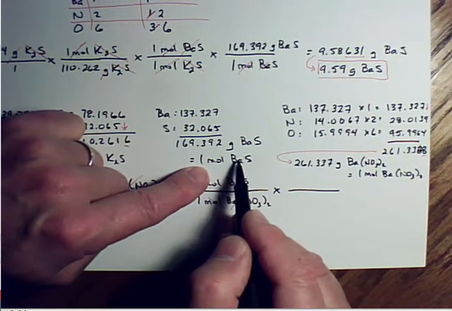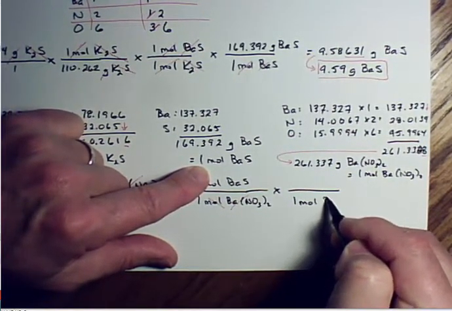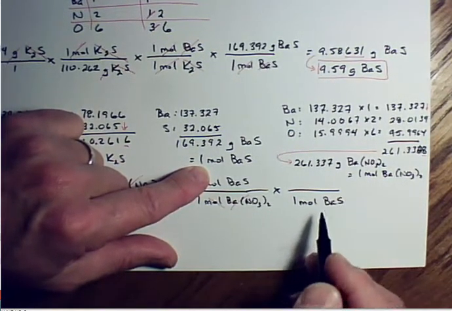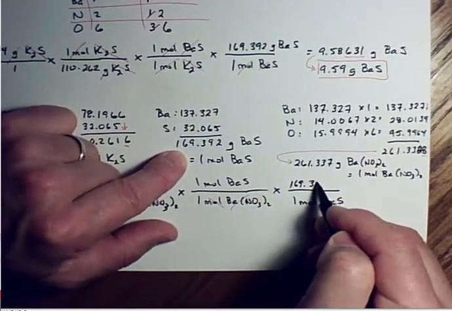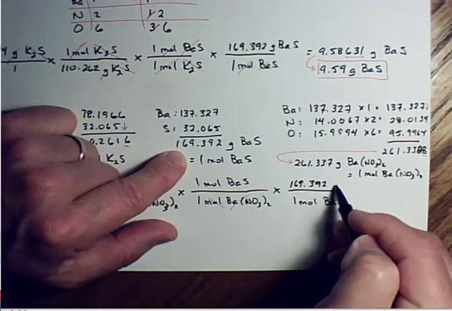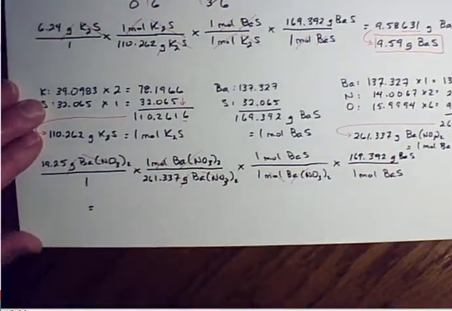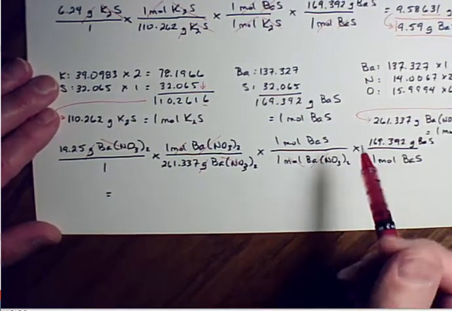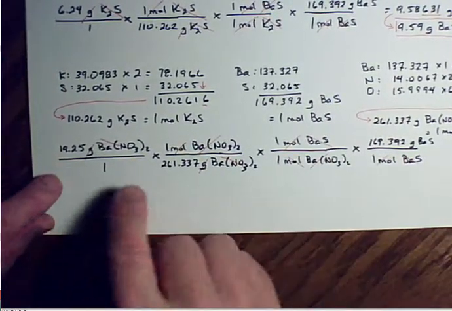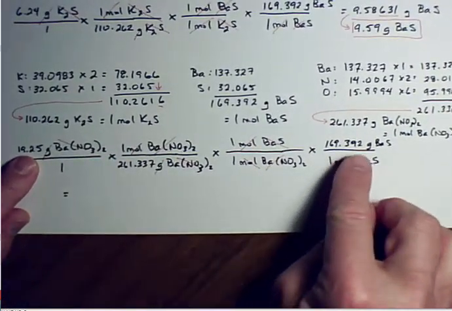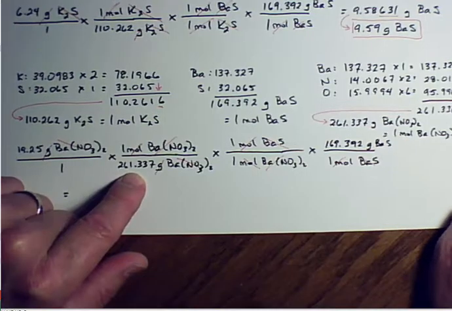We've got moles of barium sulfide here, so I want this side of the equality statement on the bottom to match the units and species, 1 mole of barium sulfide. And on the top I'm going to put 169.392 grams of barium sulfide. And we're ready to do this math, okay? Well, let's cancel out here first, get this all nice and neat. So we're ready to multiply this number times this number, then hit enter and divide by that number.